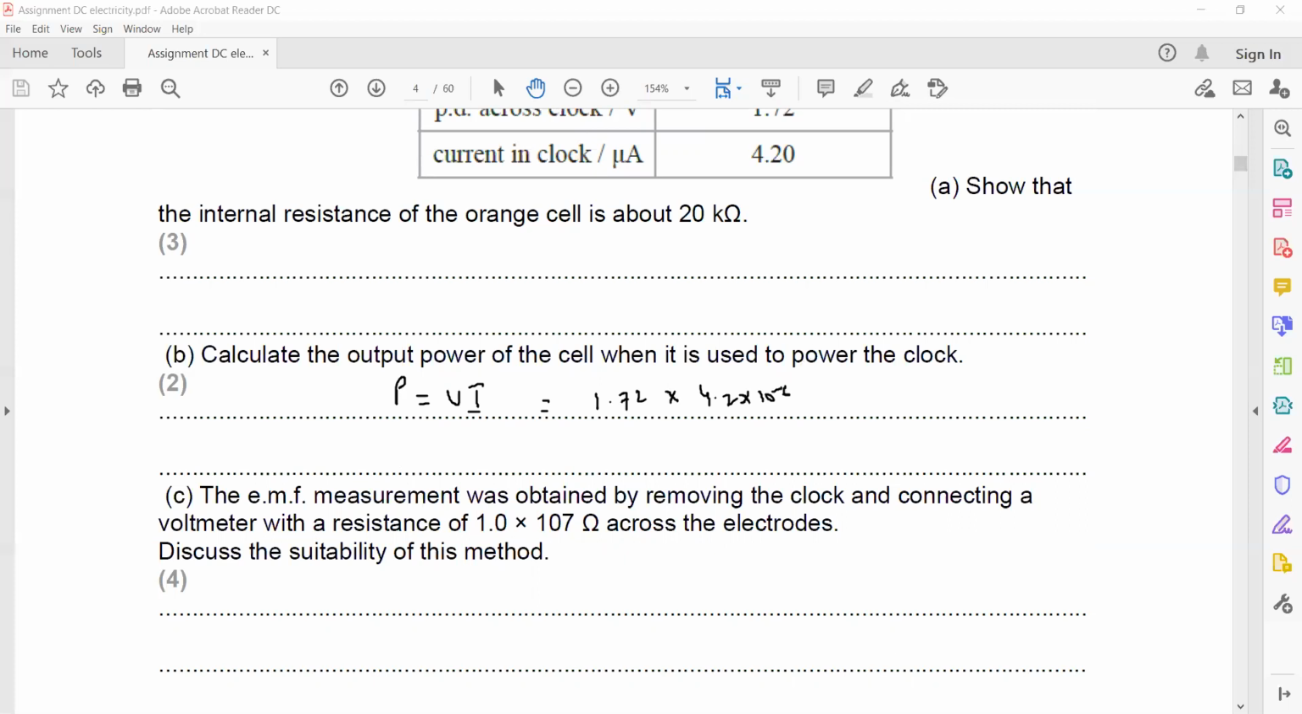So when you multiply these numbers, it will be a small power, that is approximately 7.2 × 10^-6 watt. And it is obvious because this is not the normal cell, this is just an orange cell, which works based on the principle that the more reactive metal will lose electrons and transfer them to the less reactive metal surface, responsible for voltage produced, or EMF produced.